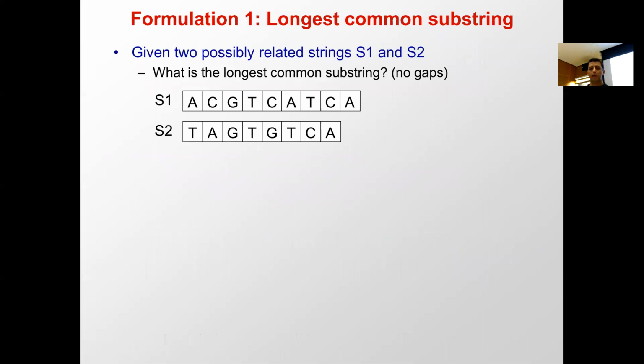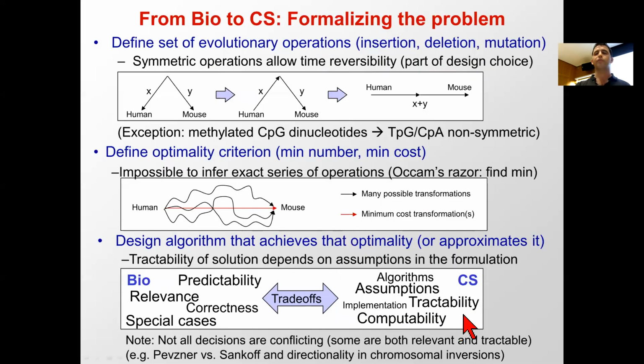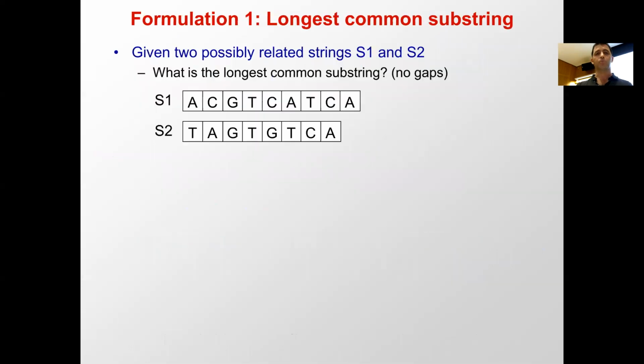So let's now go down that path. Let's start with very simple algorithms and then make them progressively more complex to model more and more of the biology without sacrificing computability, okay?